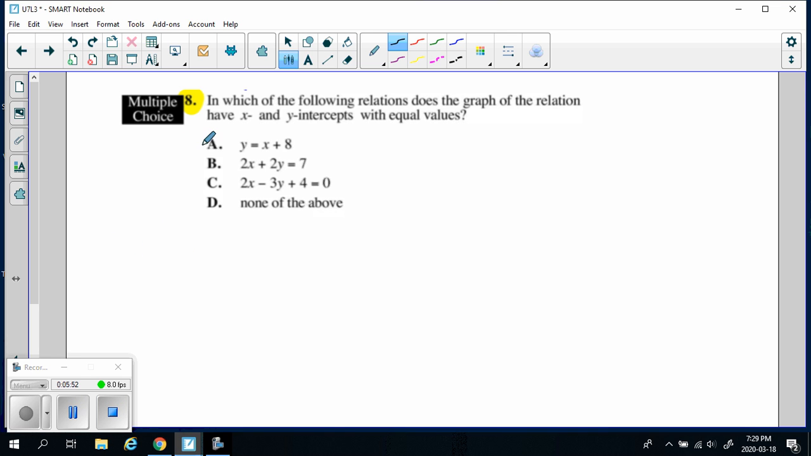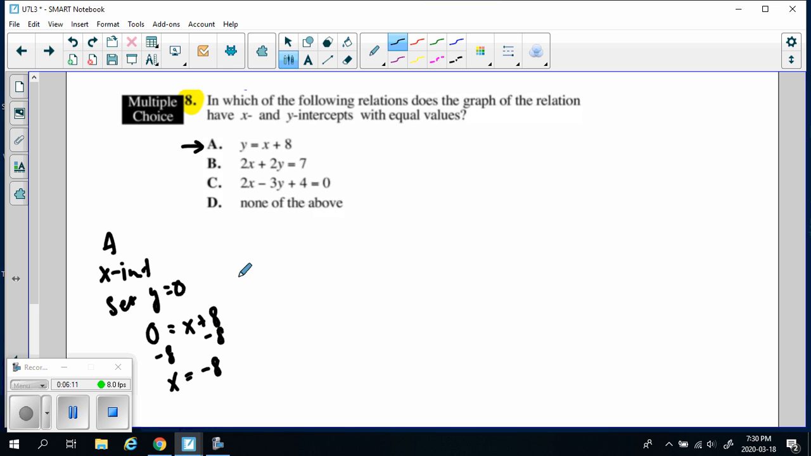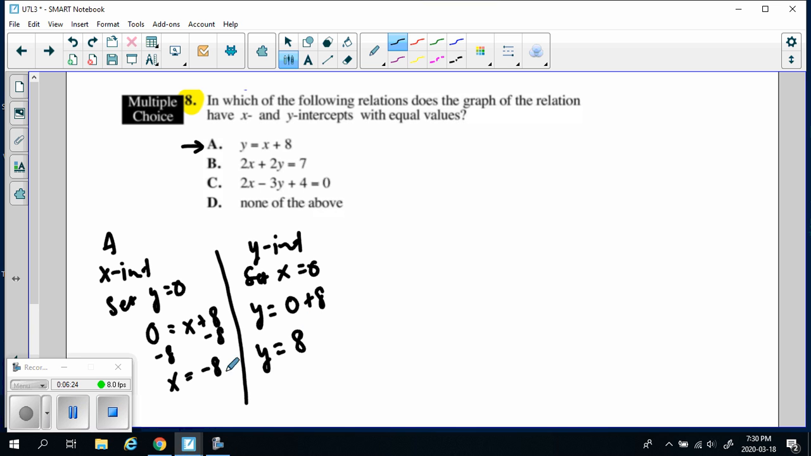So if we look at this equation from A, we can calculate the x-intercept first, which means that we would set y equals 0. So we can do that: 0 is equal to x plus 8. So that means that x is equal to negative 8. If we calculate the y-intercept, we would set x equals 0, and you have y is equal to 0 plus 8, and y is equal to 8. So in this case, the x and y intercepts are not the same. One is negative 8, and one is 8. So I don't think it's A.